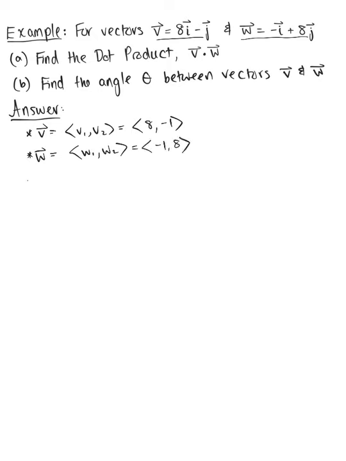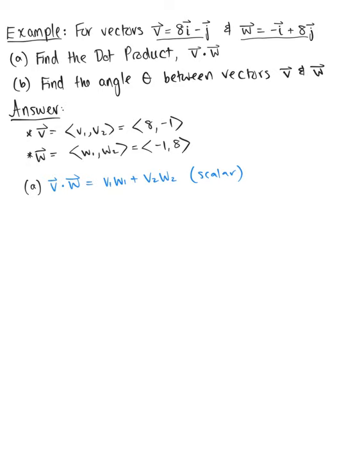So for part A here, we are looking to compute the dot product. So here we can use that first definition. So actually we'll make this v and w, and we're using that computation definition. So we have vector v dotted with vector w, and that's v sub 1 times w sub 1 plus v sub 2 times w sub 2. And remember that this is a scalar or a real number.